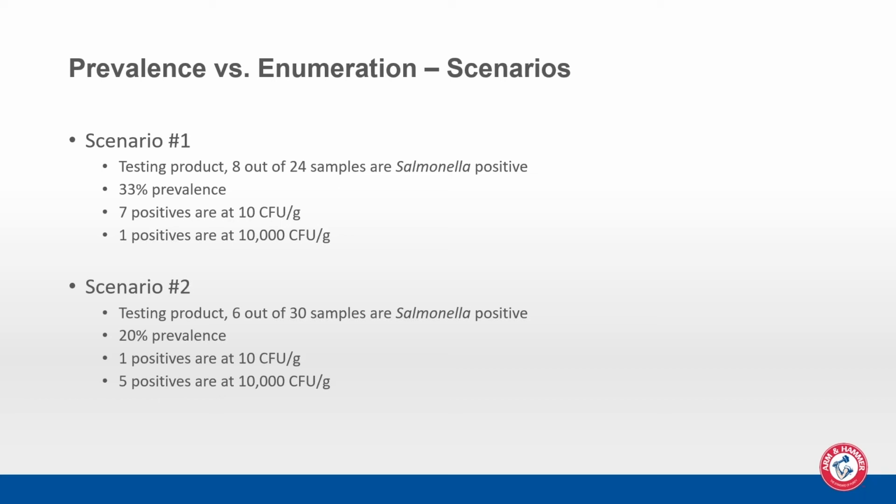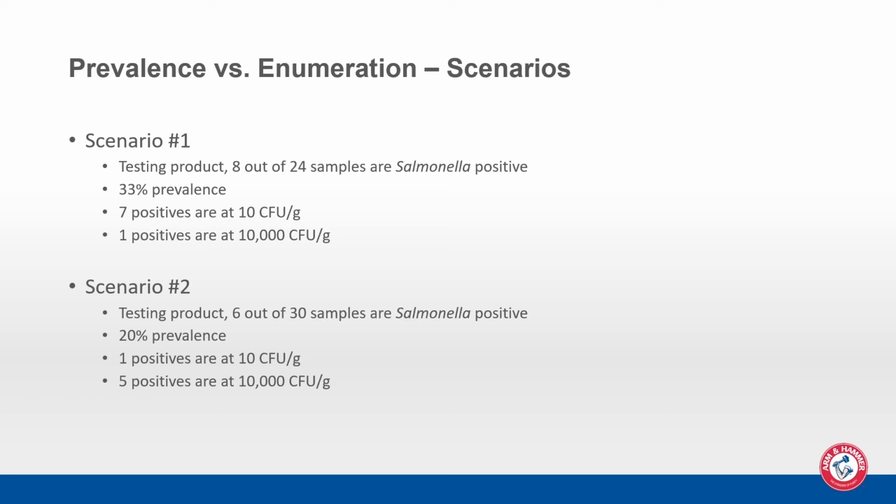Scenario number 2 is, hey, we're testing some more product the next month and 6 out of 30 samples are Salmonella positive. That's a 20% prevalence, so that's lower than scenario 1. However, only 1 positive is at 10 CFU per gram or 1 log, but we have 5 positives at that 4 log or above threshold. So does this mean that maybe our interventions aren't working quite as well? Do we have a greater impact on public health because we have a higher log count, even though it's a lower prevalence out there? Whereas scenario 1 may be more adequate for our performance standard.